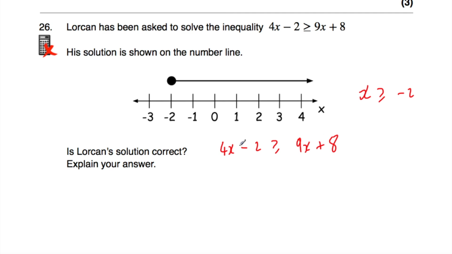So whenever I'm solving an inequality like this, I like to get rid of the lowest number of x's. So we've got 4x's and 9x's. The lowest number is 4x's, so let's take away 4x's from both sides of the inequality. So on the left-hand side, we're taking away 4x's, so we're going to be left with minus 2.